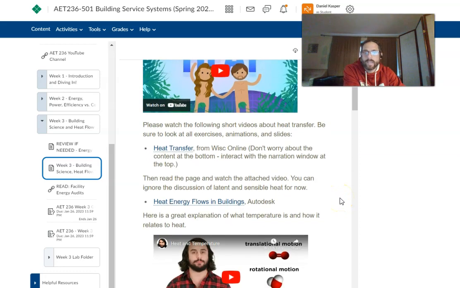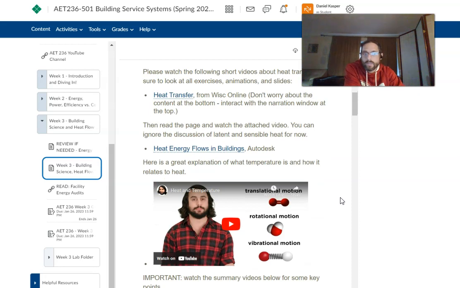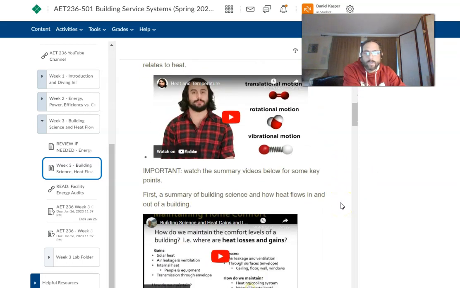And the relationship between heat and temperature, which may not be as obvious as you think, but then get into the basic heat transfer mechanisms: conduction, convection, radiation. This should be a review for you, but it's important that you understand the different ways that heat flows in and out of a building, because that heat flow is an essential consideration in HVAC and building comfort and so forth. So we'll look at heat flows.